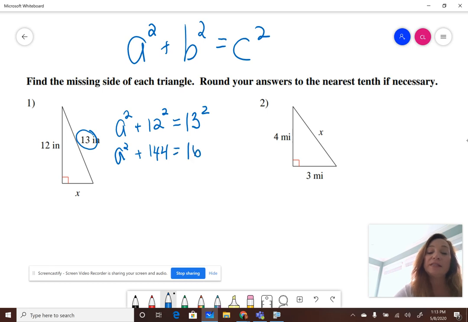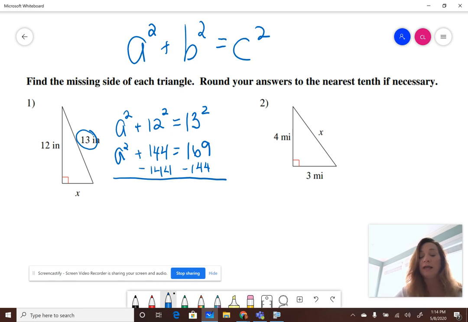And I do know what 13 times 13 is. It is a good idea to know your perfect squares or keep a list or just use your calculator. All right, so now if this had been a regular linear equation, you would subtract the 144. And that is the same thing we do with a quadratic equation that has no other variable other than the quadratic. So this cancels and I'm left with a squared equals 25.